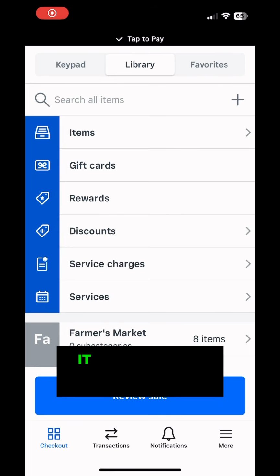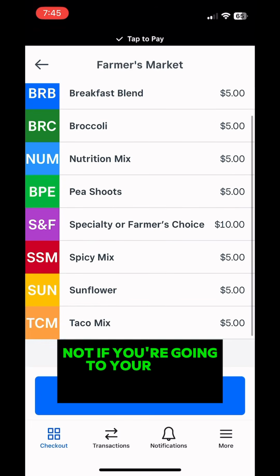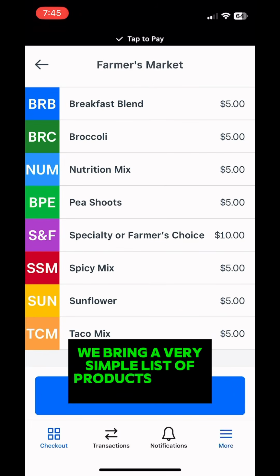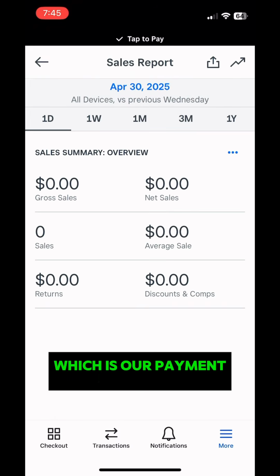Now, the way I'm going to explain it works best if you already have market trend data, not if you're going to your first market for the first time. You can see here we bring a very simple list of products to the farmers market. What we're looking at is our Square app, which is our payment processor.